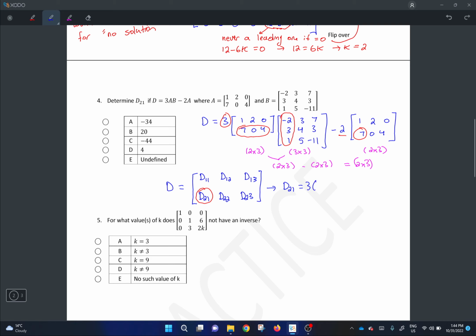So 3 times 7, 0, 4, 1 dot -2, 3, 1 minus 2 times 7. So 3 times 7 minus 2, -14. 0 times 3, 0. 4 times 1 plus 4, minus 14. So -14 plus 4, -10. -10 times 3, -30. Minus 14, so -44 is the answer.